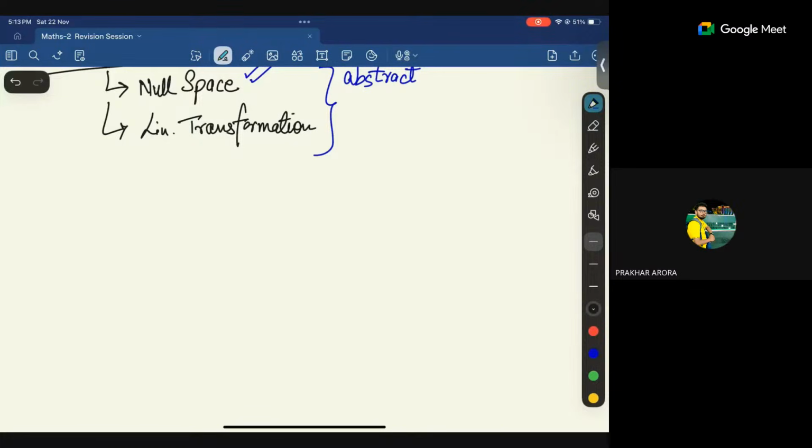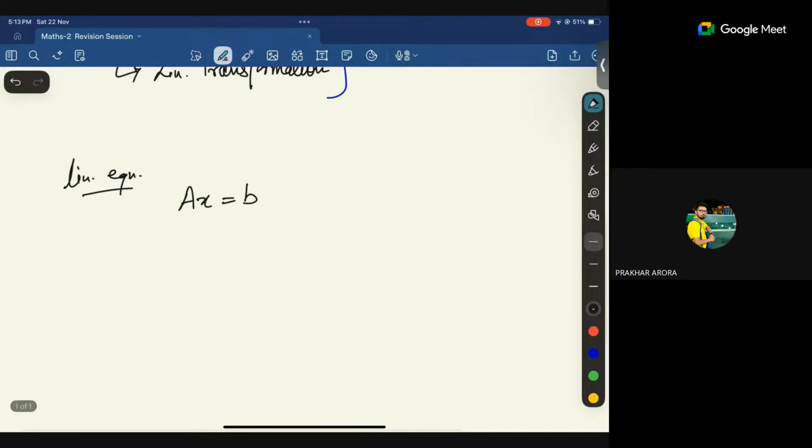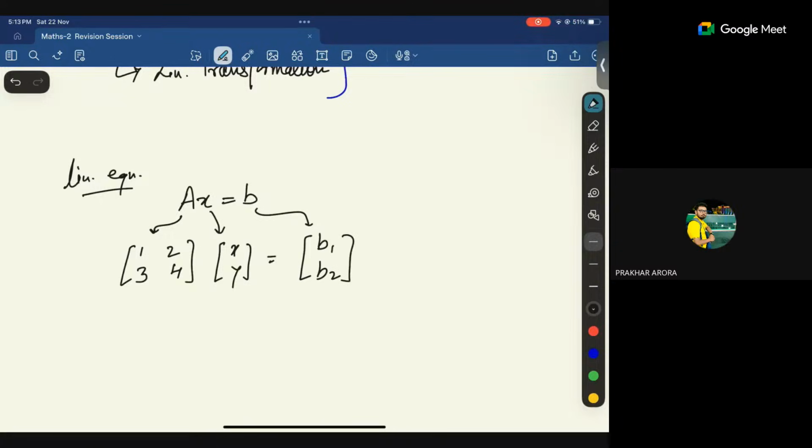We studied linear equations. In week number 2, we had a topic of Gaussian elimination and all those things. There we had something like this: Ax equal to b. Here A was a matrix like this: 1, 2, 3, 4. x was a vector of variables, and b was the outputs, like b1, b2.